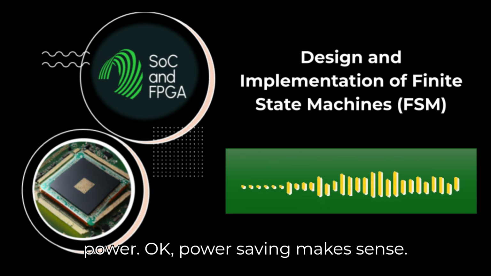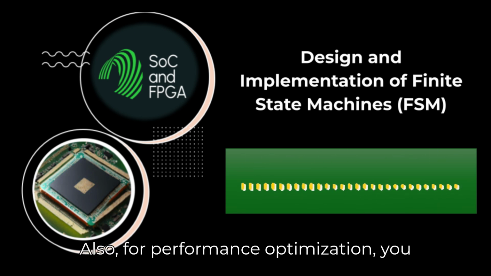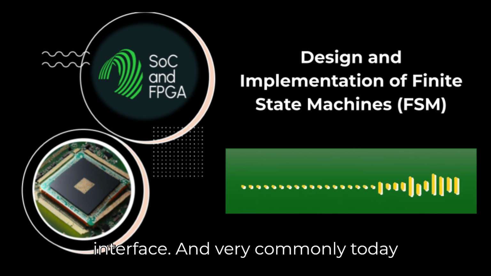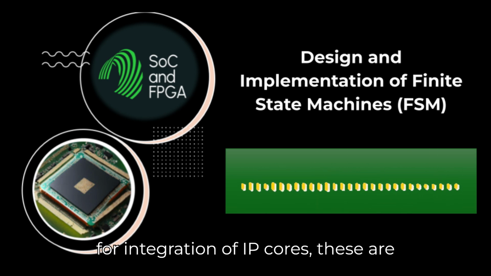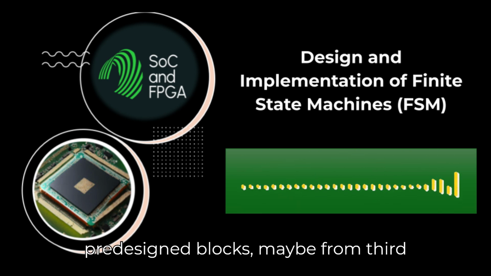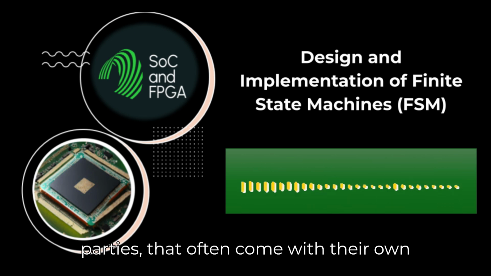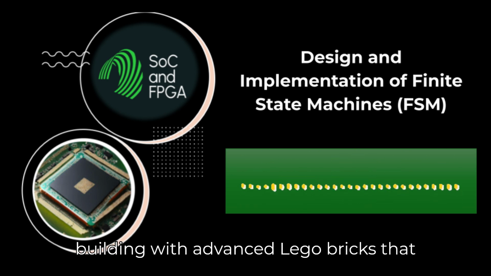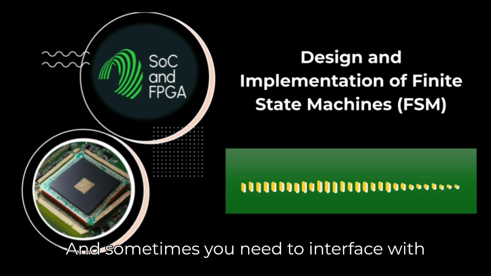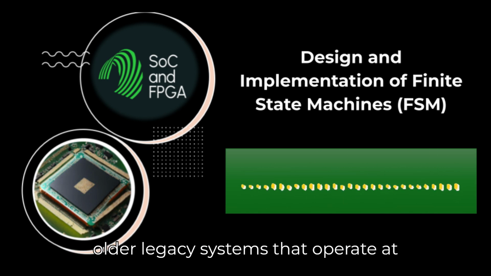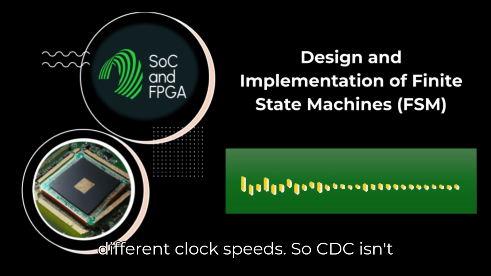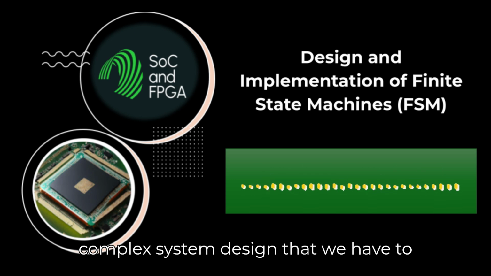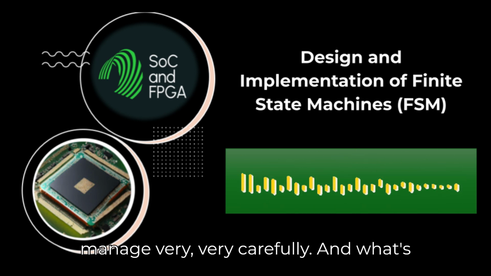Okay, power saving. Makes sense. Also, for performance optimization, you might want a critical processing core to run much faster than, say, a peripheral interface. And very commonly today, for integration of IP cores, these are pre-designed blocks, maybe from third parties, that often come with their own specific clock requirements. Like building with advanced Lego bricks that have their own batteries. Kind of, yeah. And sometimes you need to interface with older legacy systems that operate at different clock speeds. So CDC isn't really a design flaw to be avoided. It's more an inherent challenge of modern, complex system design that we have to manage very, very carefully.